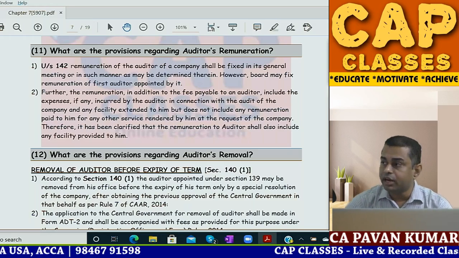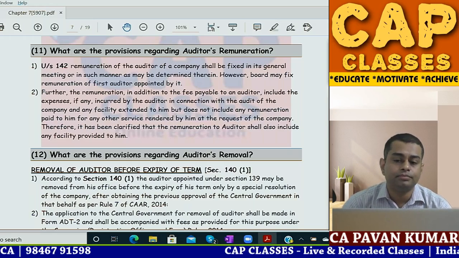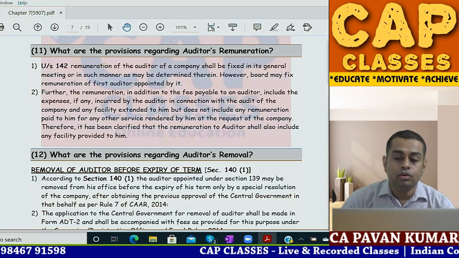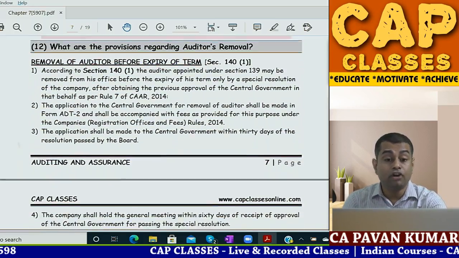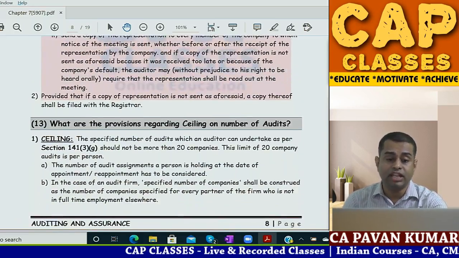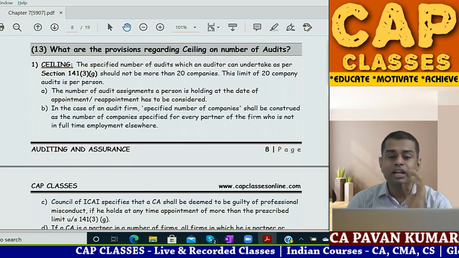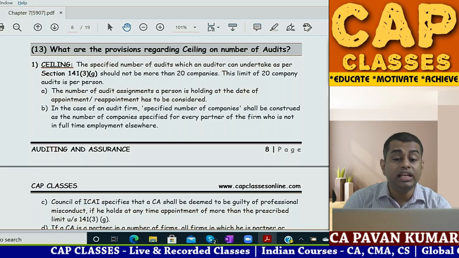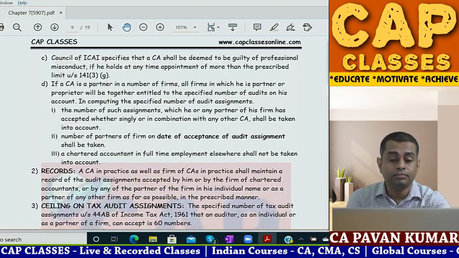So who will fix the remuneration? The company in the general meeting. In case of the first auditor, the board of directors. That's all. Removal of auditor is a big process. We'll see the removal of auditor in detail. Now, the ceiling limit on number of audits. This is a small question. So read this.